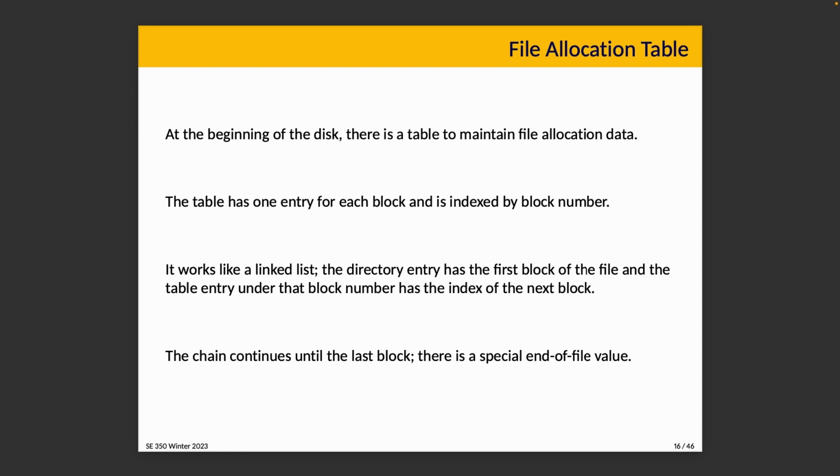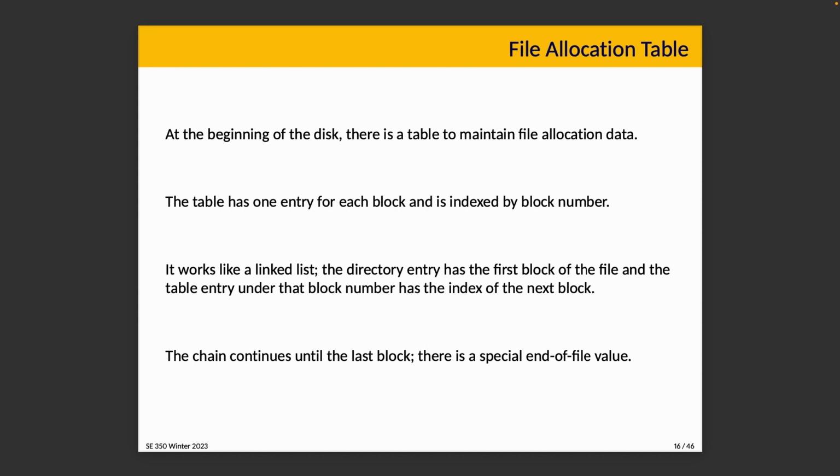So anyway, this file allocation table scheme works a little bit like this. At the beginning of the disk, there's a table to maintain the file allocation data. Okay, hence file allocation table, makes sense. The name works. And the table has one entry for each block and is indexed by block number. And it works like a linked list.